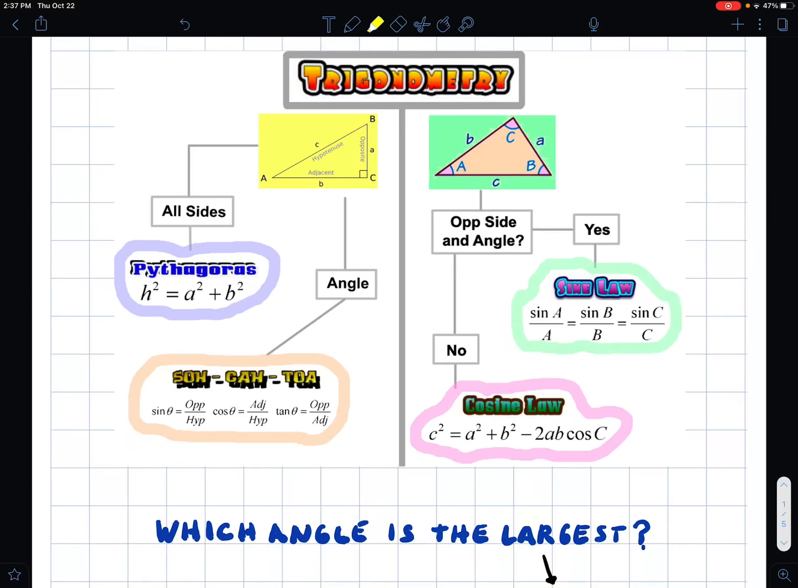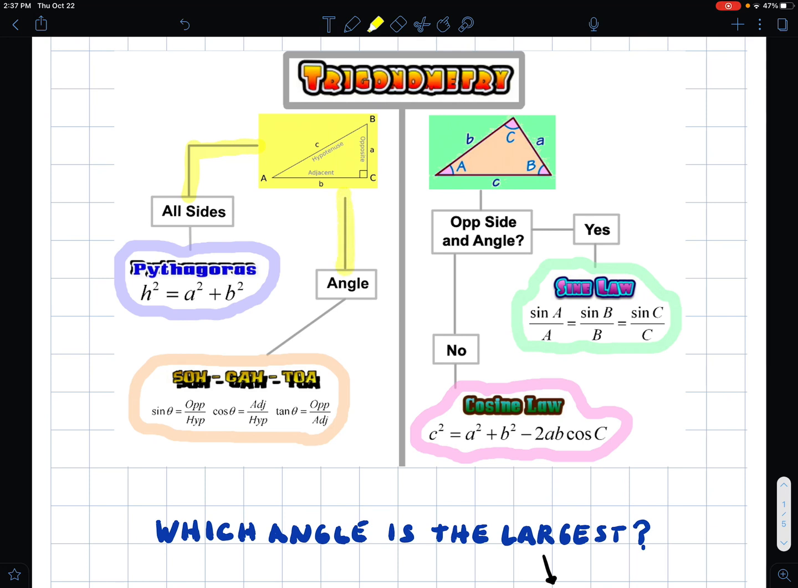We now know all the formulas there are to deal with triangles, so let's figure out how to solve them. First question we're going to ask is, what formula do I use? So do I have a right angle triangle? If so, we go on the left, and we ask one more question. Do I have all sides? If the answer is yes, Pythagoras. If we say no, I'm dealing with some angles, then we're going to use SOHCAHTOA.